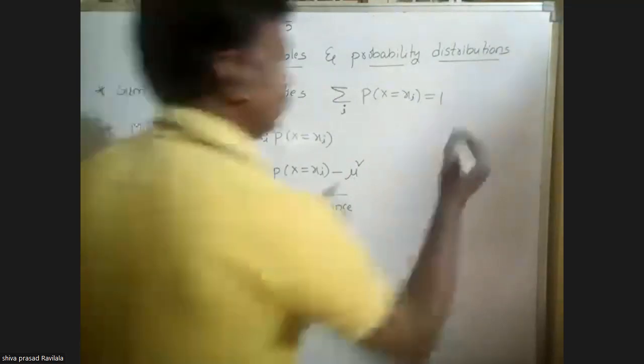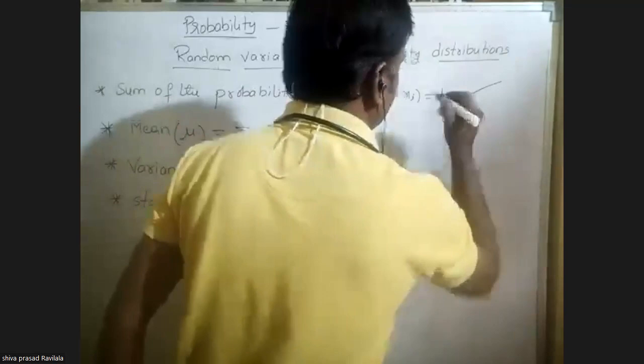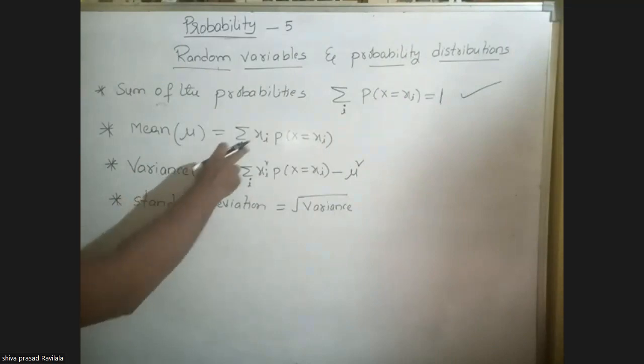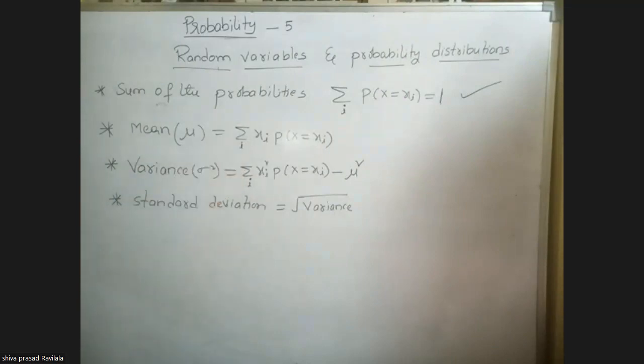And this one is the sum of the probability is equal to 1. We use the same condition: the sum of probability of x is equal to xi is equal to 1, with different cases in this case. And next one, mean mu is equal to summation xi into probability of x is equal to xi, where i is equal to 1, 2, 3, 4, like that.